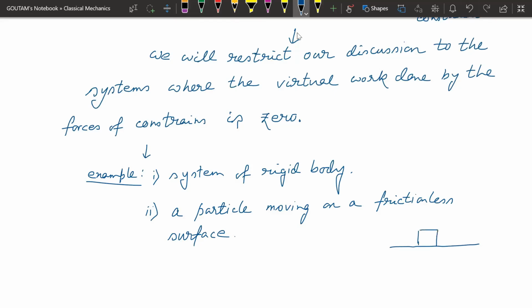then the forces of constraint, that is the normal force that restricts the particle from going into this surface, is the normal force, right? And the particle moves in this direction. So delta ri, the virtual displacement, the change in configuration of the particle, is in the perpendicular direction to the forces of constraint. So in that case, the virtual work done will be zero, and we will talk about such systems.